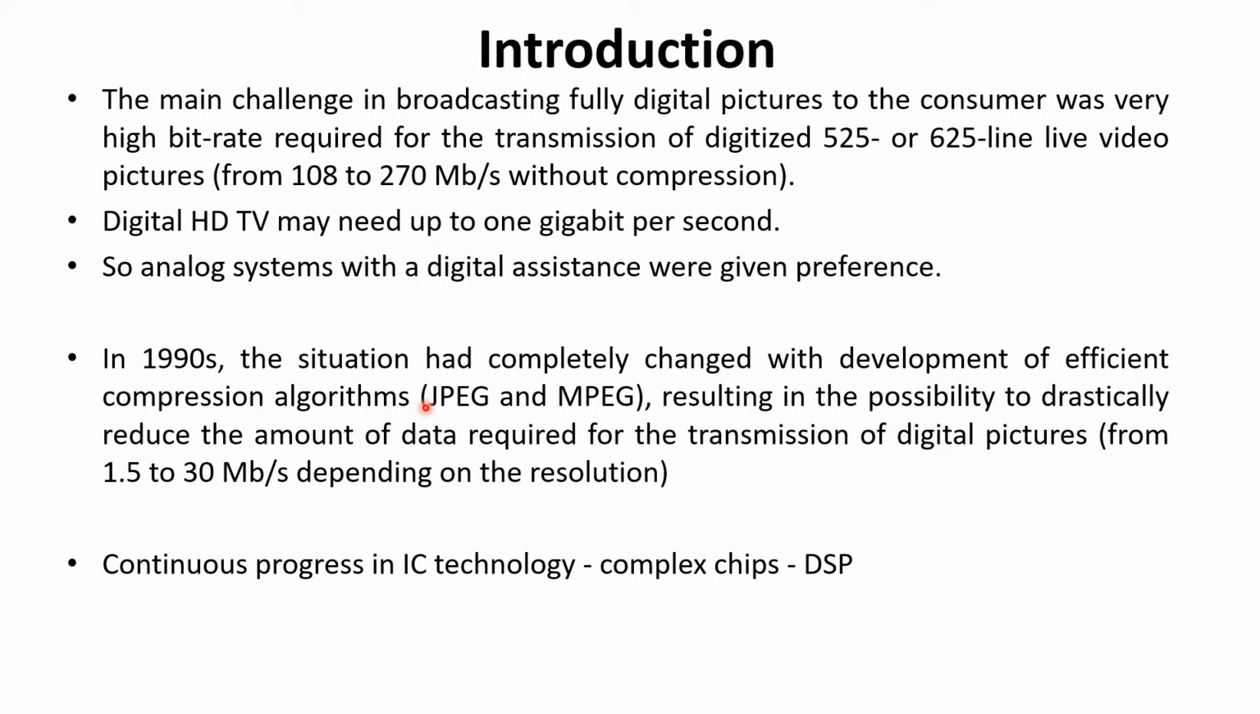With the development of compression algorithms, that is JPEG and MPEG, we were able to reduce the amount of data required for transmission of digital pictures. And there was also continuous progress in IC technology, which allowed complex digital signal processors for audio, video, signal processing, etc. With the help of such advanced processing technology and compression algorithms, we would be able to send more data. So the main initial problem in the transmission of digital data was the requirement of high bandwidth.